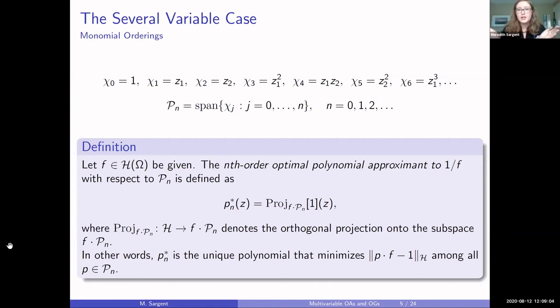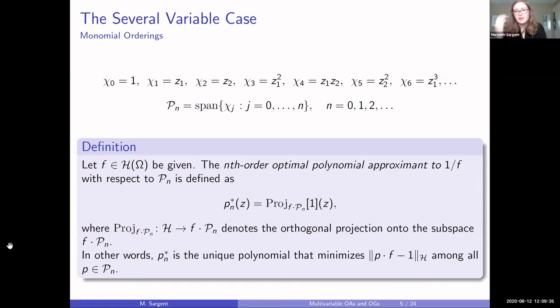So we take our monomial ordering and our subspaces Pn, and then from here we can define the nth order polynomial approximant to 1 over f. You just define this as the projection onto that subspace, f times Pn of 1. It's the closest point in that subspace to 1. This is basically exactly the same definition as in the 1 variable case. We just have to be a little more careful about degree. And as I say here, in other words, it's the unique polynomial that minimizes this norm, just like we want it to.